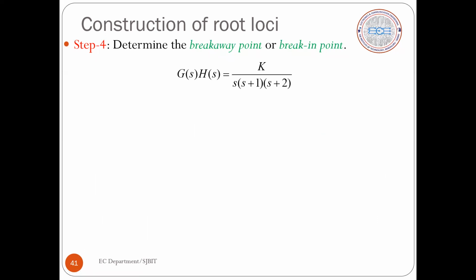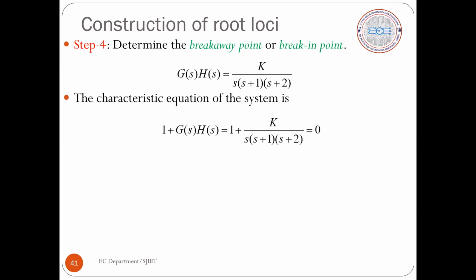So we have a question here for step 4. This is the transfer function we are taking for all the steps we are performing. Let us try to find the breakaway point or break-in point. We have the G(s)H(s) equation. You have to construct the characteristic equation and get the equation for k. So you get a k equation something like this: k is equal to minus of s into (s plus 1) into (s plus 2).